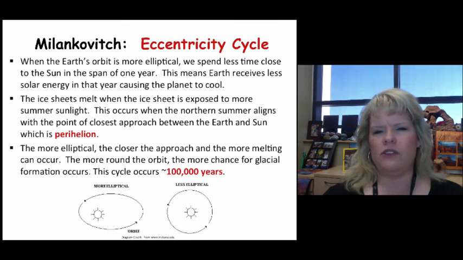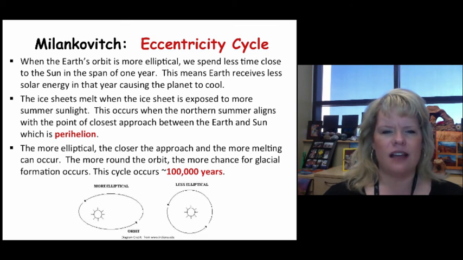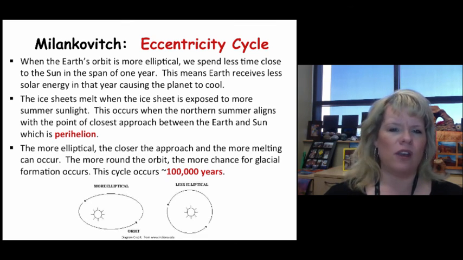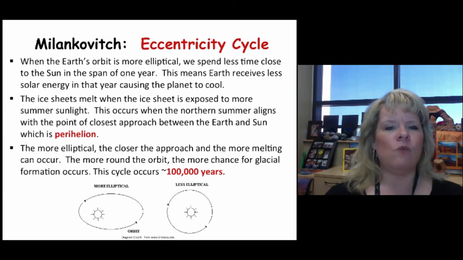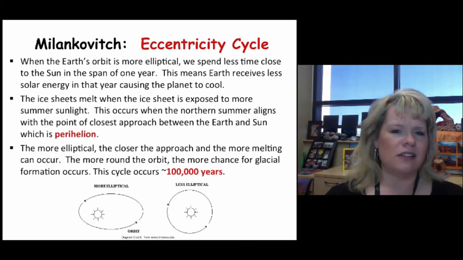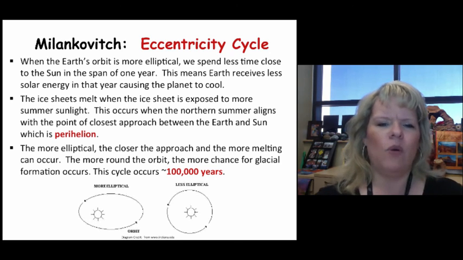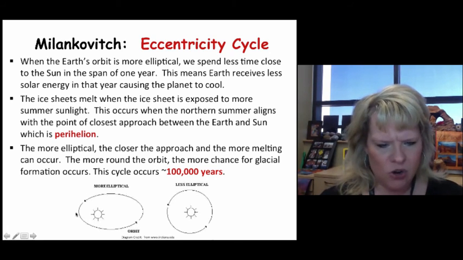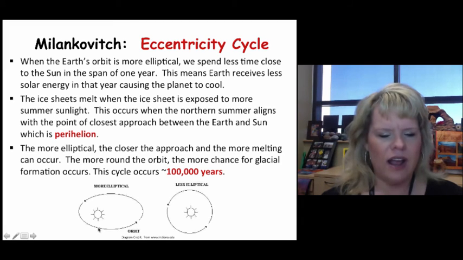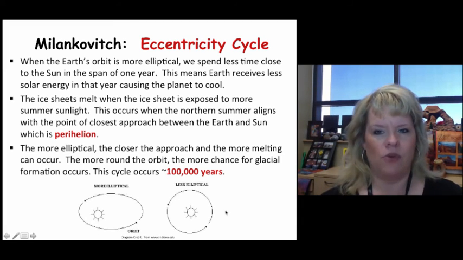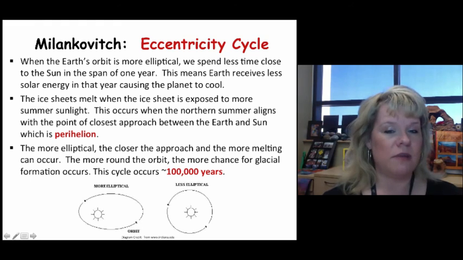So when the Earth's orbit is more elliptical, we spend less time close to the sun in the span of 1 year. That's correct. You are absolutely right on that. However, as we're approaching the sun, where we're closest to the sun, and that's a term you need to know called perihelion. When we're furthest from the sun, that's called aphelion. So perihelion represents when we're making this route right in here, we're going to have warmer summers. So this would also mean the potential to melt glaciers.